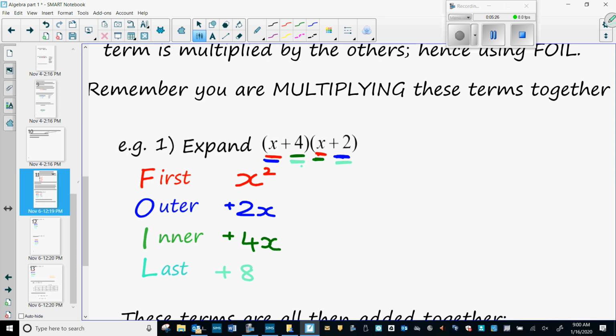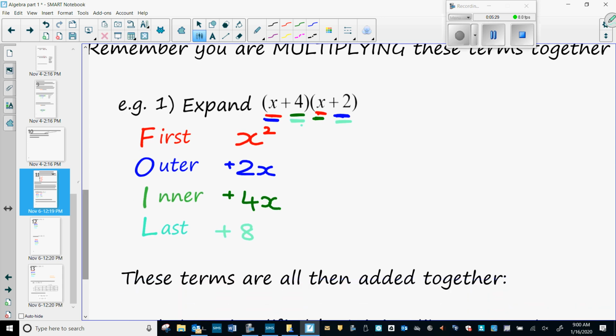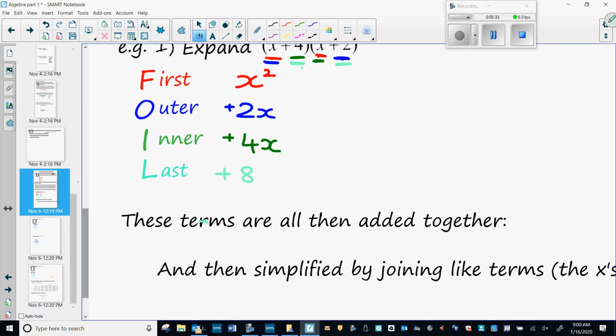Okay, so that's lovely. We've got our 4 terms, but now we need to make sure that we simplify these terms because all of these things are going to be added together. They're going to be joined together. Yes. Now, 99% of the time it will always be these middle two that you're going to be joining together. Okay? I say 99% of the time because sometimes the order of the brackets changes that, okay?